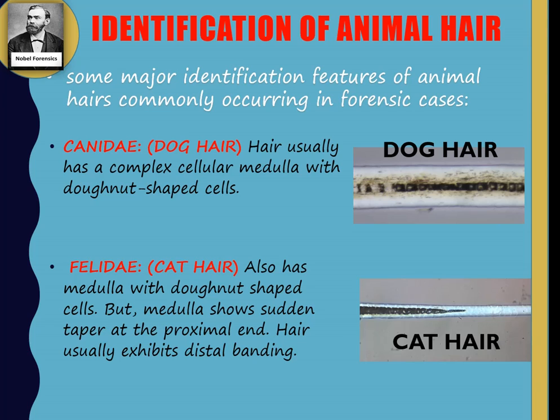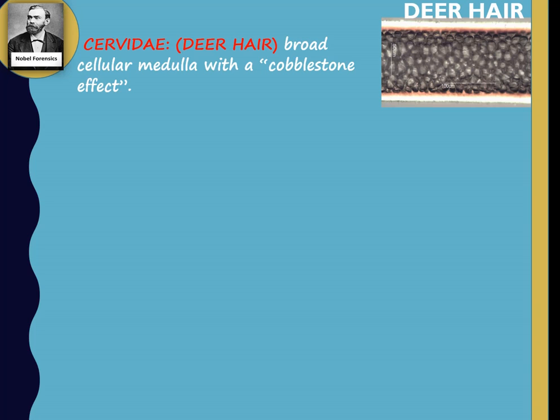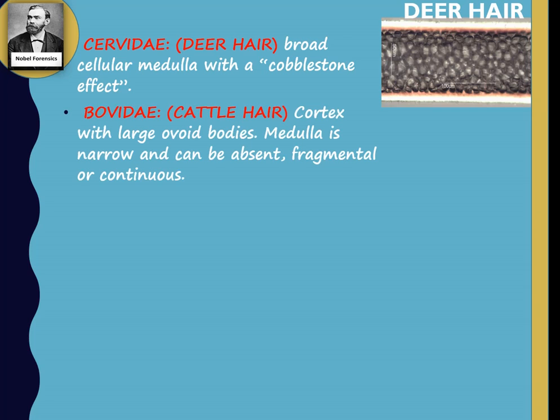Cat hair usually exhibits distal banding. That is the difference between dog hair and cat hair. Both have donut shaped medulla, but dog hair has a continuous donut shape, whereas in cat hair there is a sudden taper at the end. Then deer hair, Cervidae. It has a broad cellular medulla with a cobblestone effect. Deer hair has a cobblestone effect.